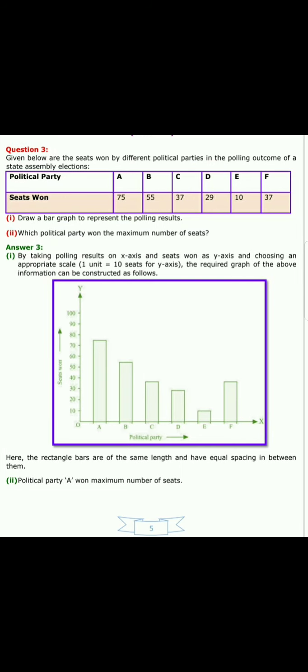Now our third question is: given below are the seats won by different political parties in the polling outcome of a state assembly election. The political parties are A, B, C, D, E, F, and the seats won are: A 75, B 55, C 37, D 29, E 10 and F 37. What we have to do is draw a bar graph to represent the polling result. And our second question is, which political party won the maximum number of seats?